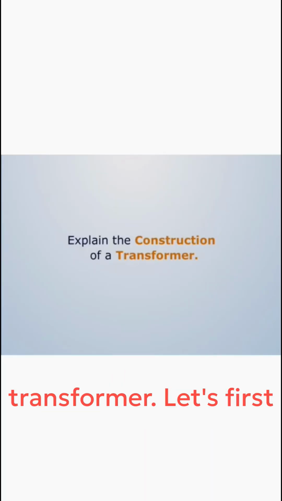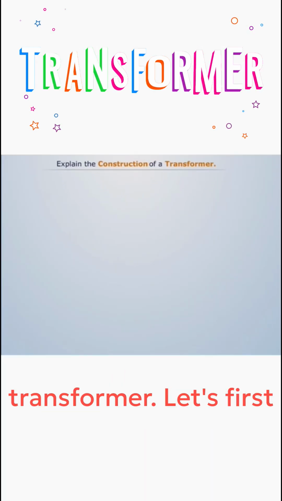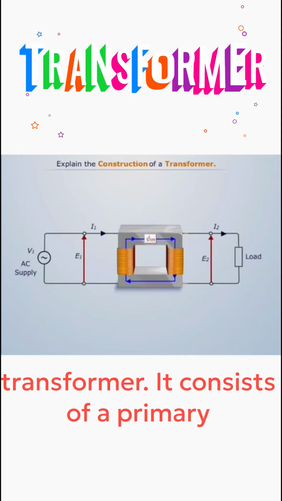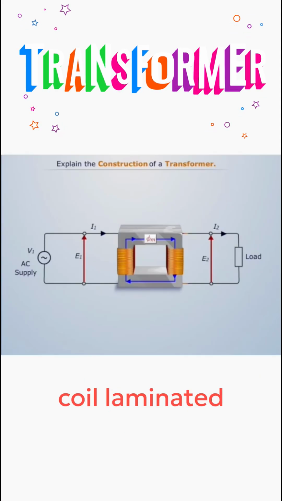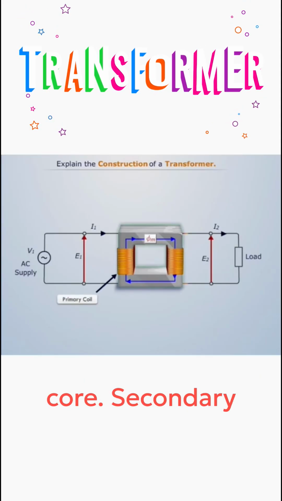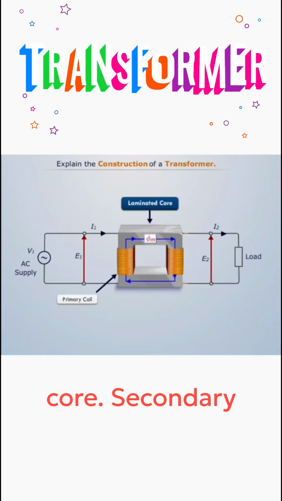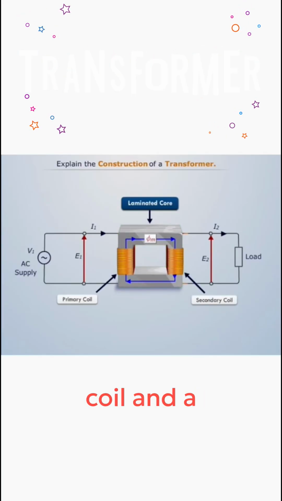Explain the construction of a transformer. Let's first take a look at the basic elements of a transformer. It consists of a primary coil, laminated core, secondary coil, and a former.